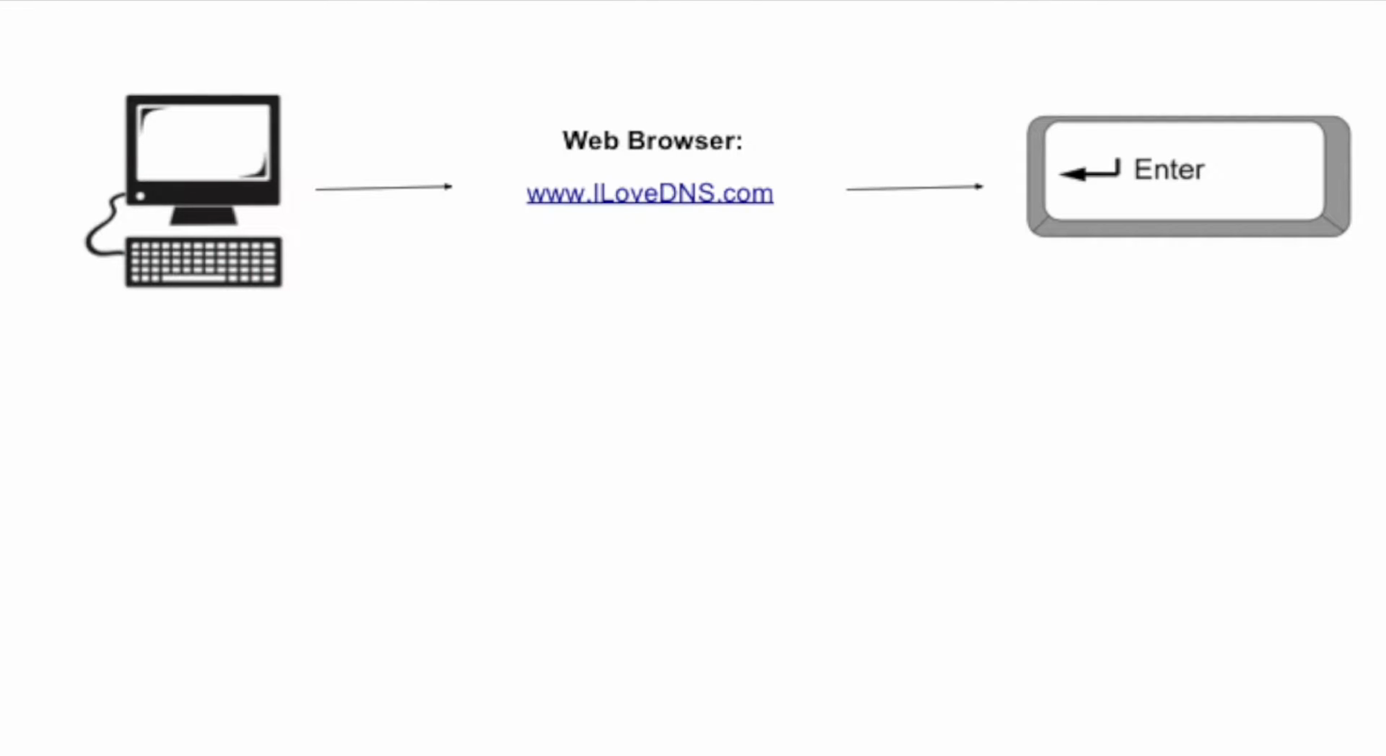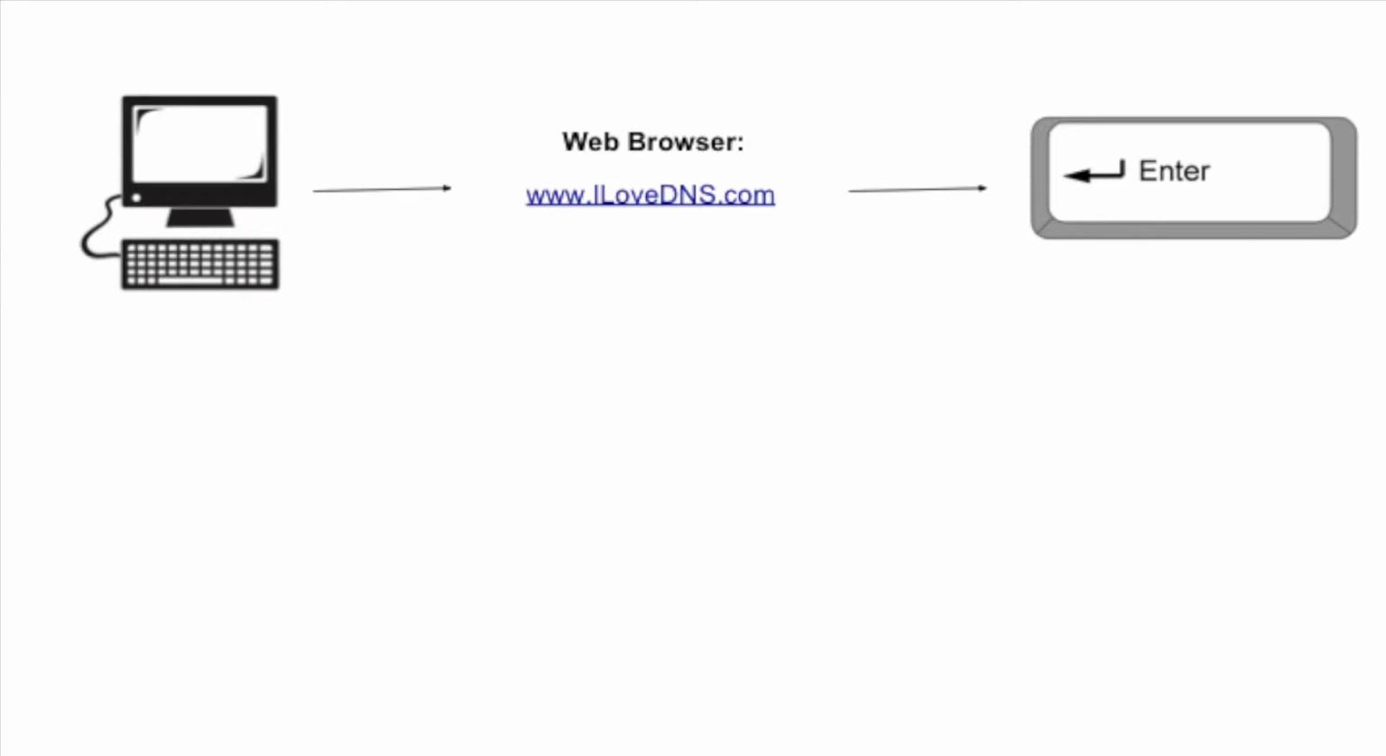Bob types in the URL www.ilovedns.com. Then Bob presses enter. First, our browser will determine if it already knows the IP address for the website Bob has entered. For sites Bob has visited before, unless he's cleared his browsing history, the IP address will be stored in the browser's memory, also known as its cache.